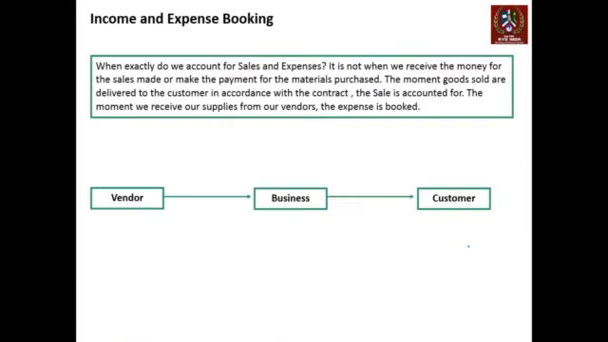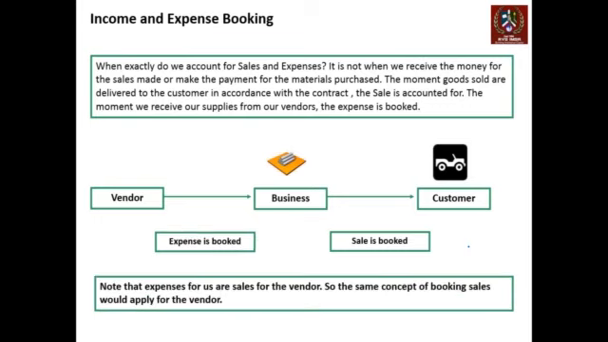Now, when exactly do you account for sales and expenses? It's not when you receive the money. Let's say you have a business. The business, when it sells to the customer, that's when a sale is booked. A vendor, when supplying goods to the business, that's when an expense is booked, right? Now, be careful here that you could have sold the goods, but not received the money, right?